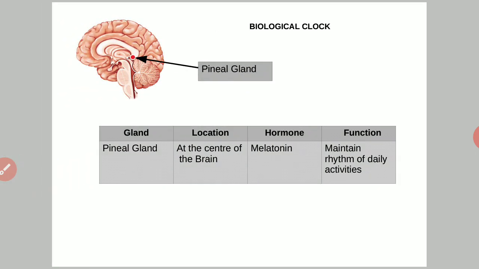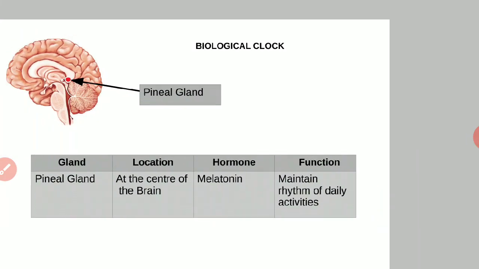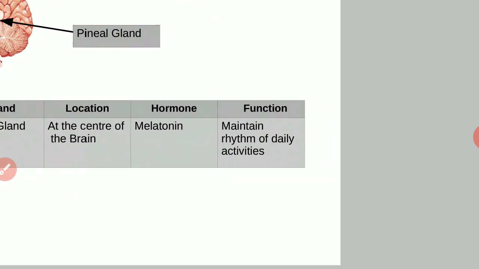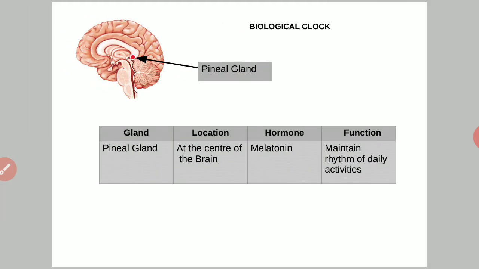Here this gland is known as the biological clock. Why is it called the biological clock? Because it maintains rhythm of daily life. What do we mean by rhythm of daily life? It means we have a regular routine. We get up at a particular time. We sleep at a particular time. We do some particular things regularly. Our body has some regular activities. When we practice something, it becomes a rhythm to our body.